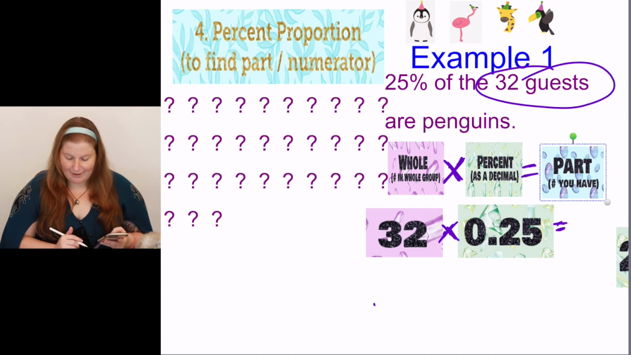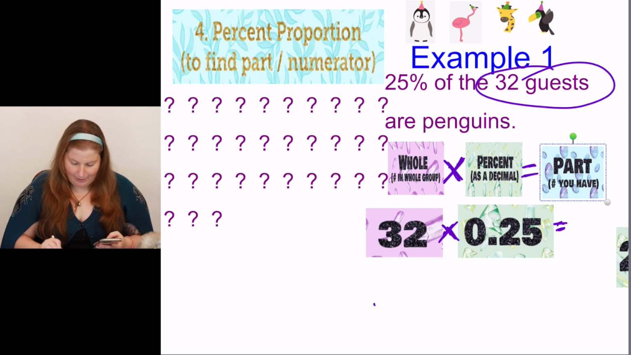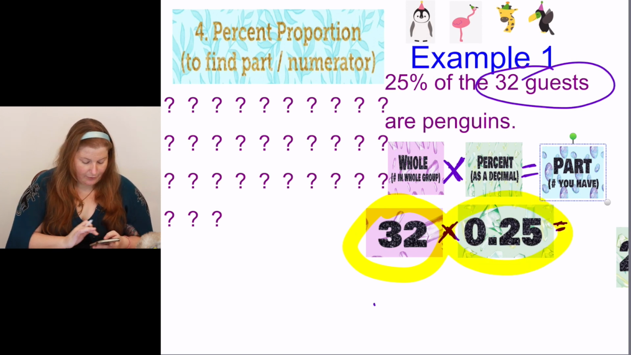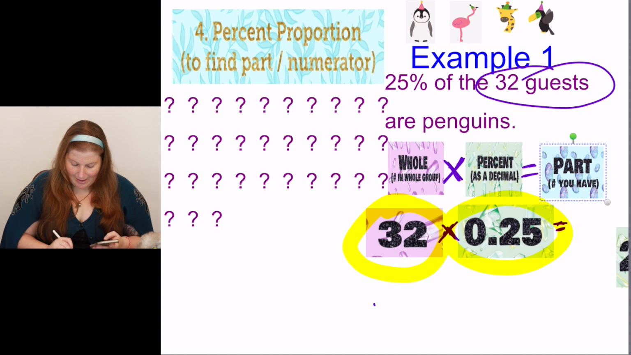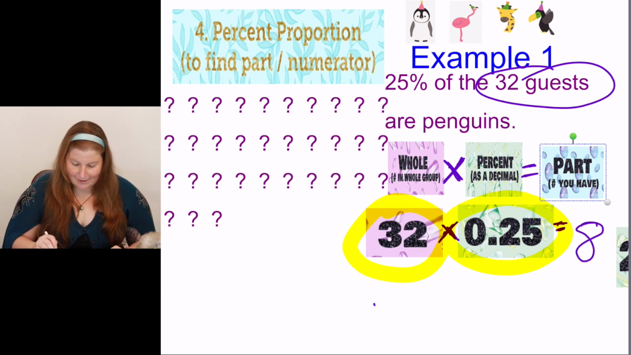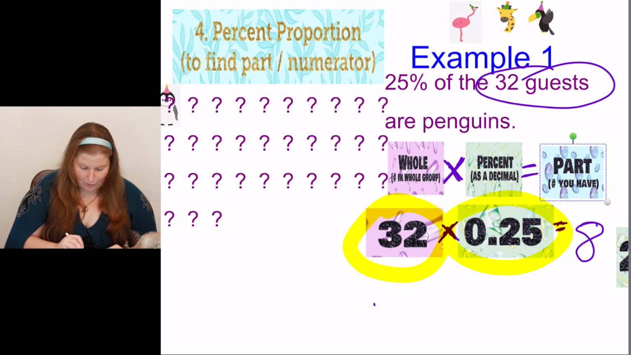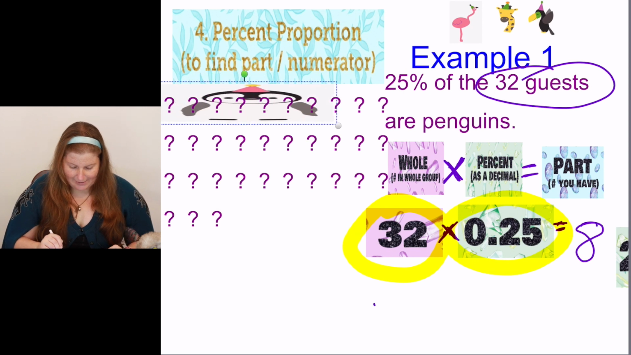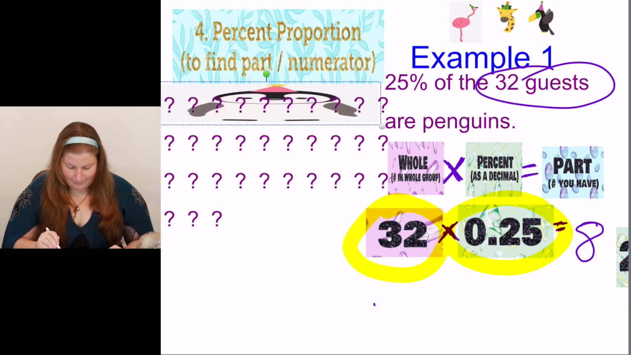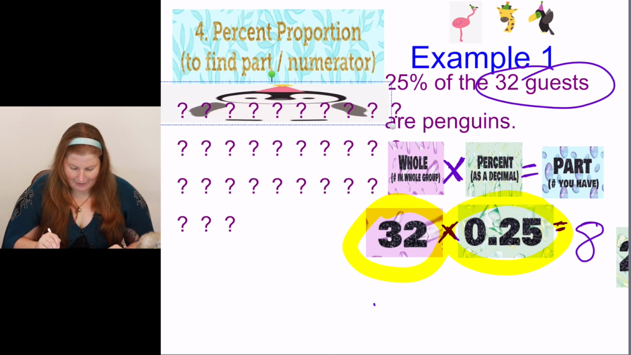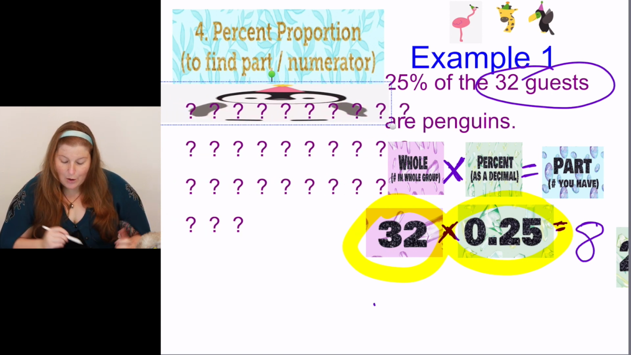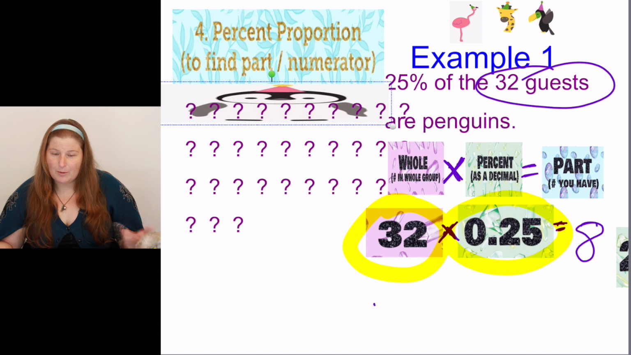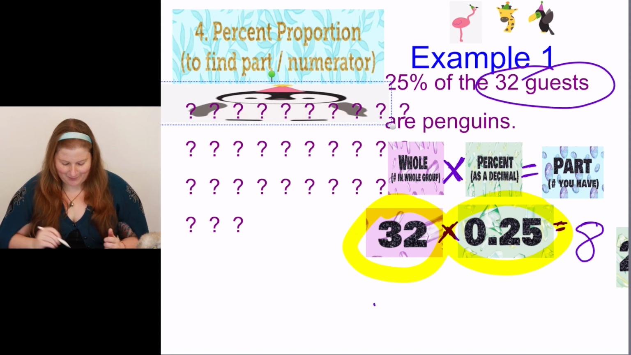So in my Muggle calculating device, I'm going to type in 32 times 0.25 equals, and I get the number 8, which means that 8 of these guests are going to be penguins. 1, 2, 3, 4, 5, 6, 7, 8. 8 of these question marks represent penguins. We don't know what the other things are necessarily yet, but we know that 8 of them are penguins.